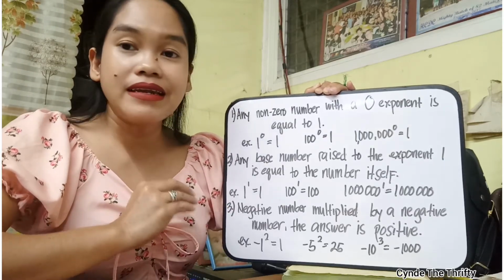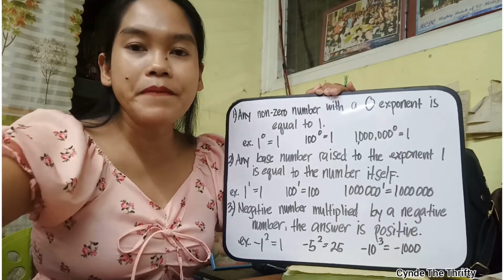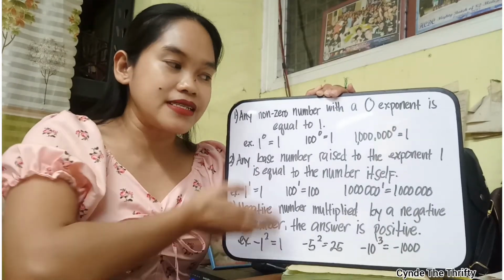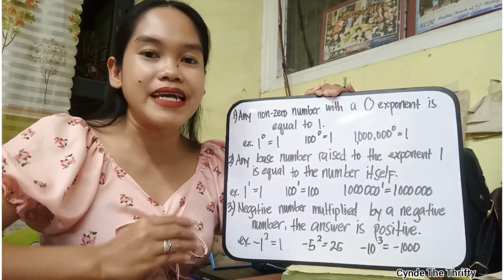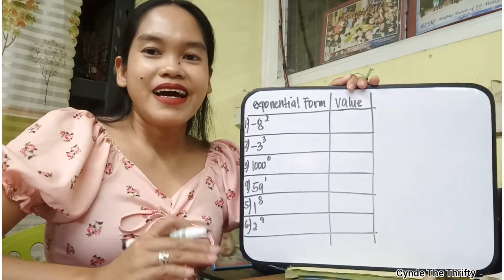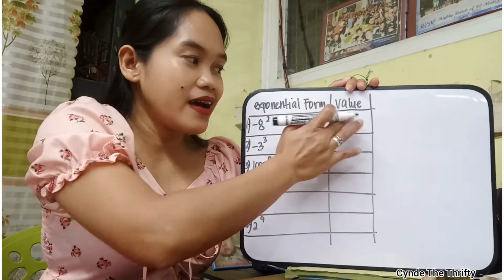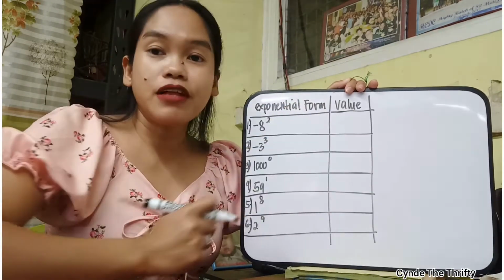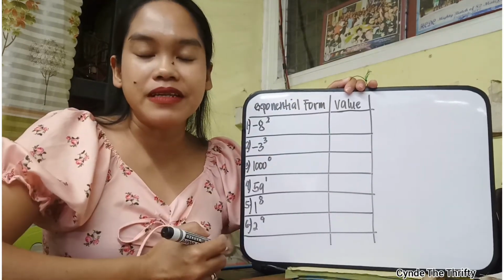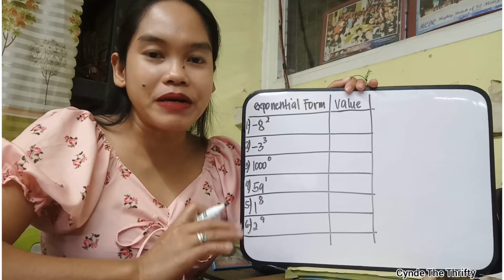So, ngayon is ready na tayong magbigay ng value ng number expressed in exponential notation kasi naintindihan na natin yung mga points na dapat nating tandaan. Ayan, so meron tayong mga examples dito. Kailangan natin siya i-solve kung ano ang kanyang value. Ito yung kanyang exponential form and ibibigay natin ang kanyang value since naintindihan na natin kung paano magbigay ng value ng exponential notation.